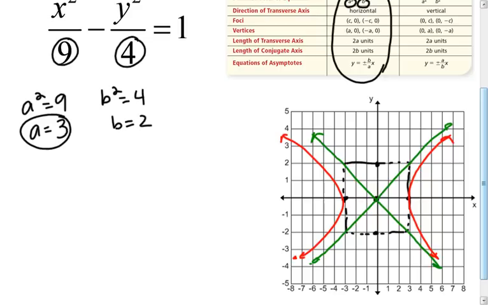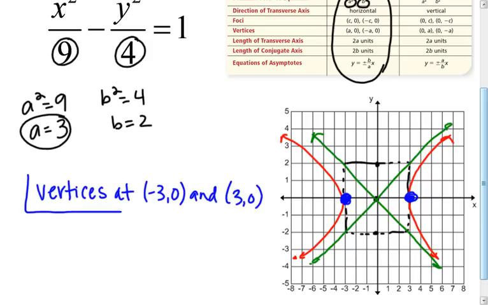All right, so this point right here is your one vertex, and this point right here is another vertex. So you started at 0, 0, and then you went 3 to the left to get to this one, and you went 3 to the right to get to this one. So you have vertices at negative 3, 0, and positive 3, 0.